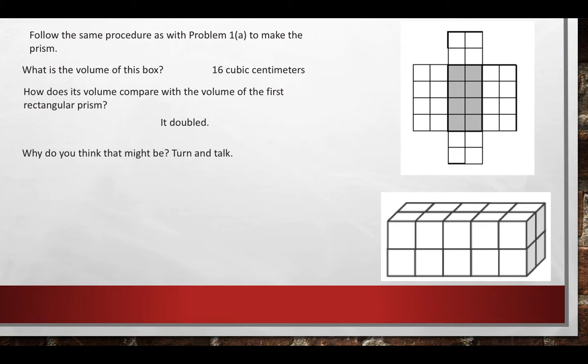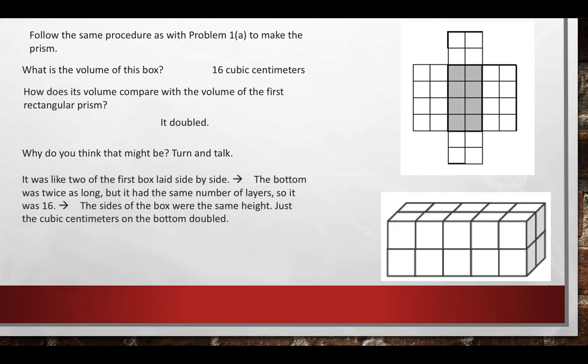So what do you think happened? Why do you think that might be? How did it double? So it was like the 2 of the first boxes laid side by side. Our first box was 8, and if we took another 8 boxes and put them right next to each other, it would create 16.